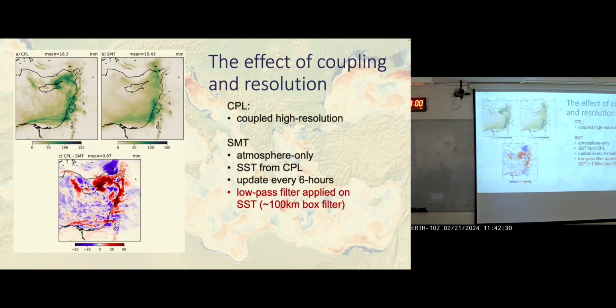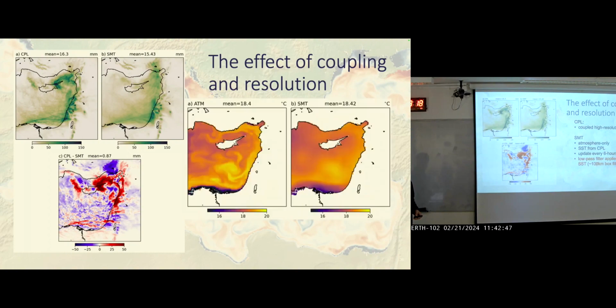SST was taken from the coupled simulation, so the same SST, but it was updated only once in 6 hours. Another thing I did was to apply a low-pass filter on the SST before it is given to the atmospheric part of the model. To illustrate that, this is one snapshot of SST in the eastern Mediterranean, before the smoothing filter and after the smoothing filter. We still get some variability in the smooth case, but we don't have these sharp fronts that we see in a more realistic case.